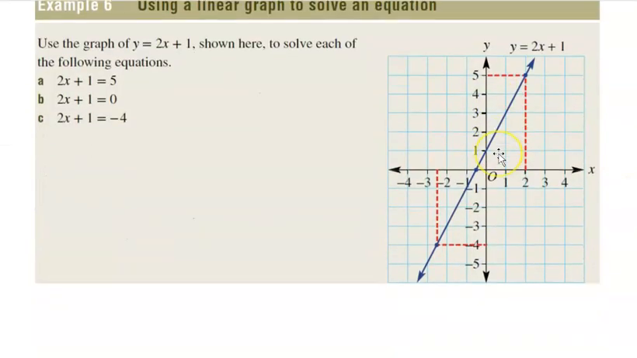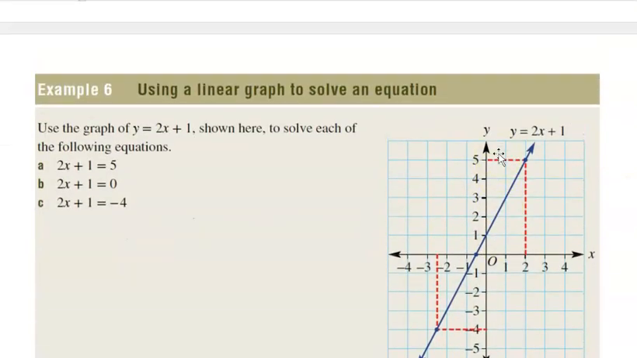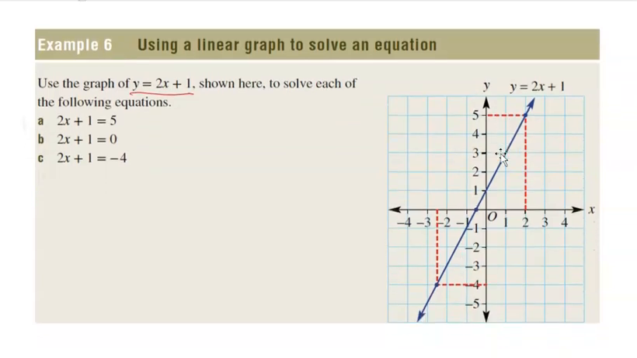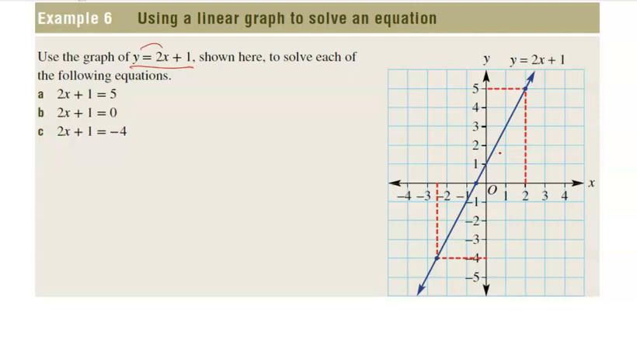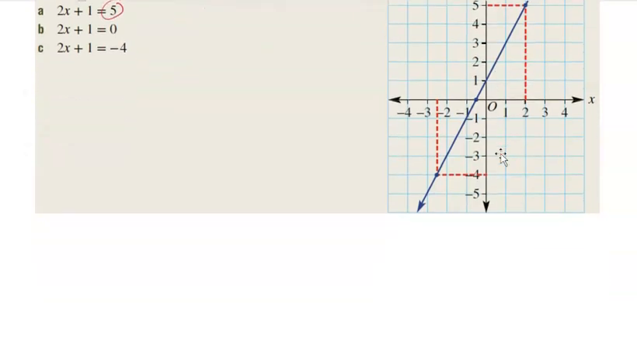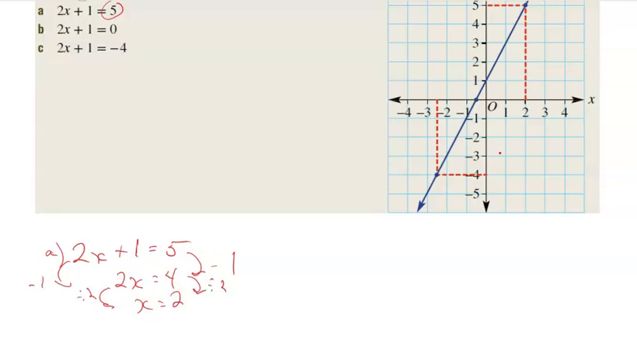Let's do some. Here we've got a linear graph, y equals 2x plus 1, to solve each of the following equations. We're just flipping it around and putting y first. When y is 5, 2x plus 1 equals 5, then we just use our algebra. 2x is equal to 5 minus 1, which is 4, so dividing by 2, x is equal to 2 for A.